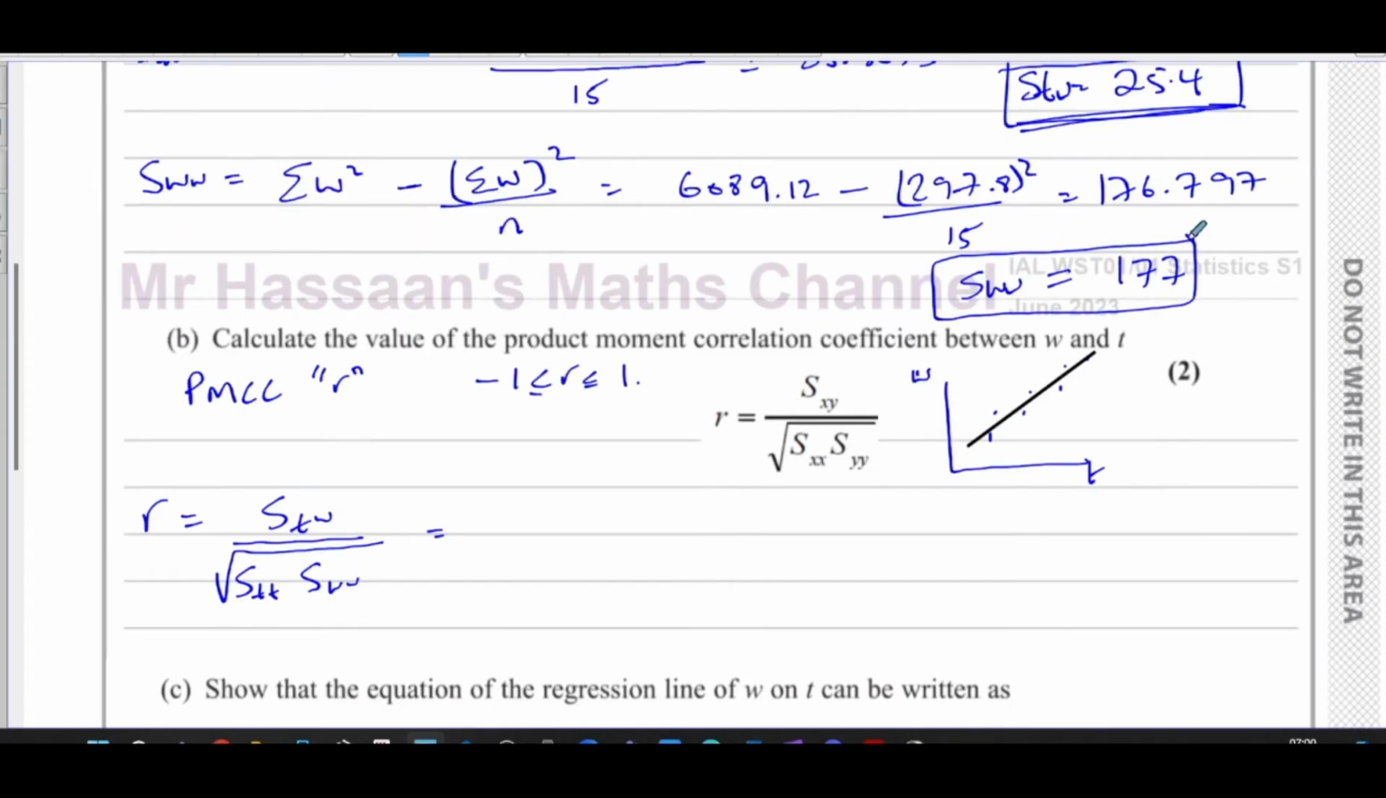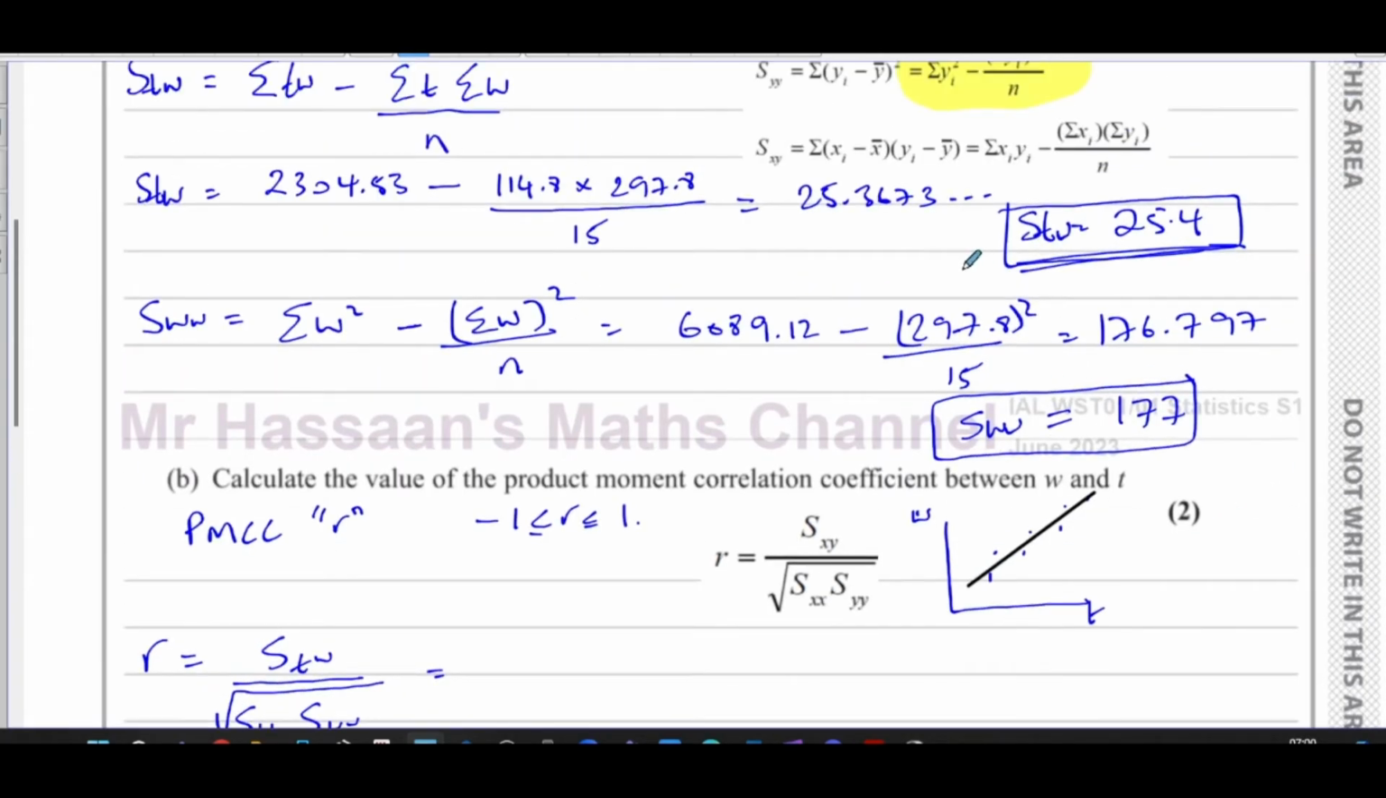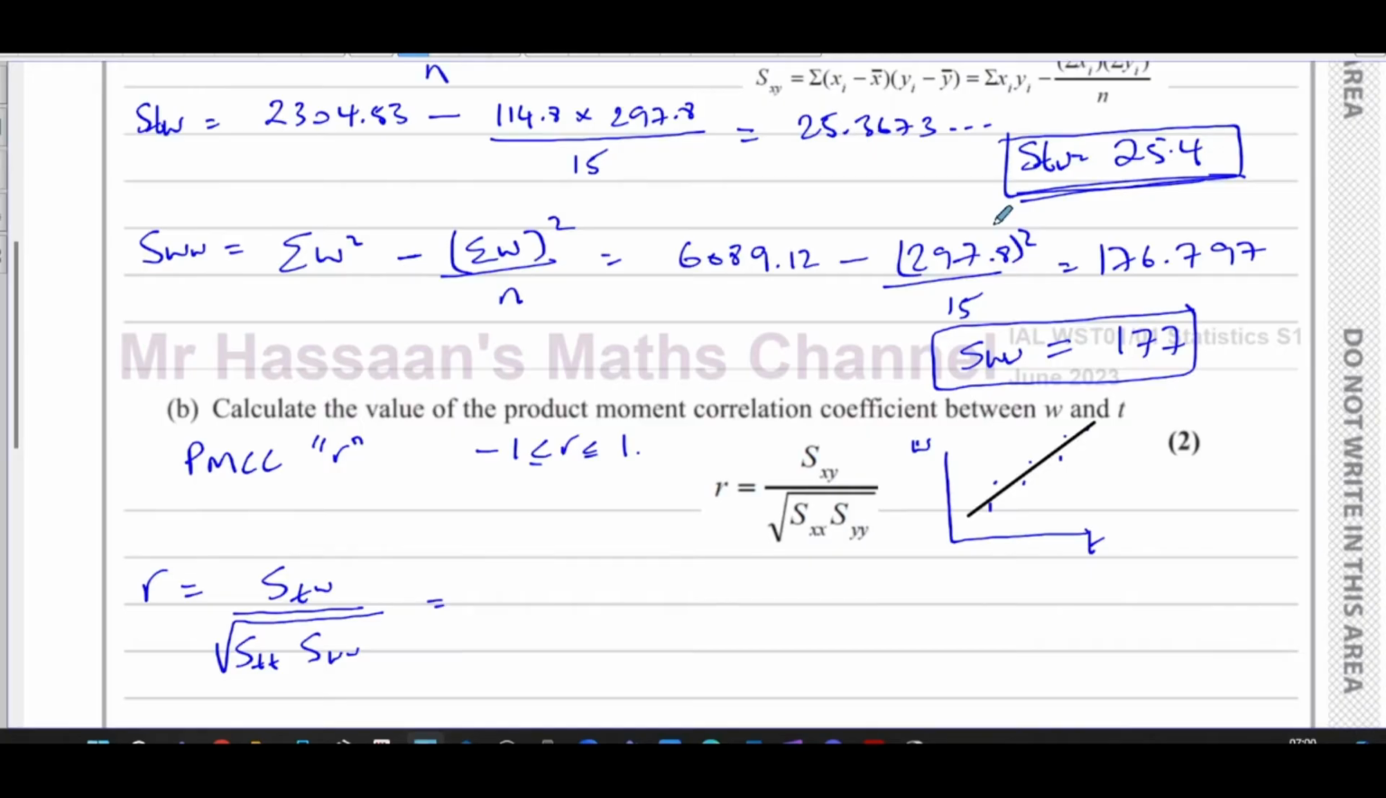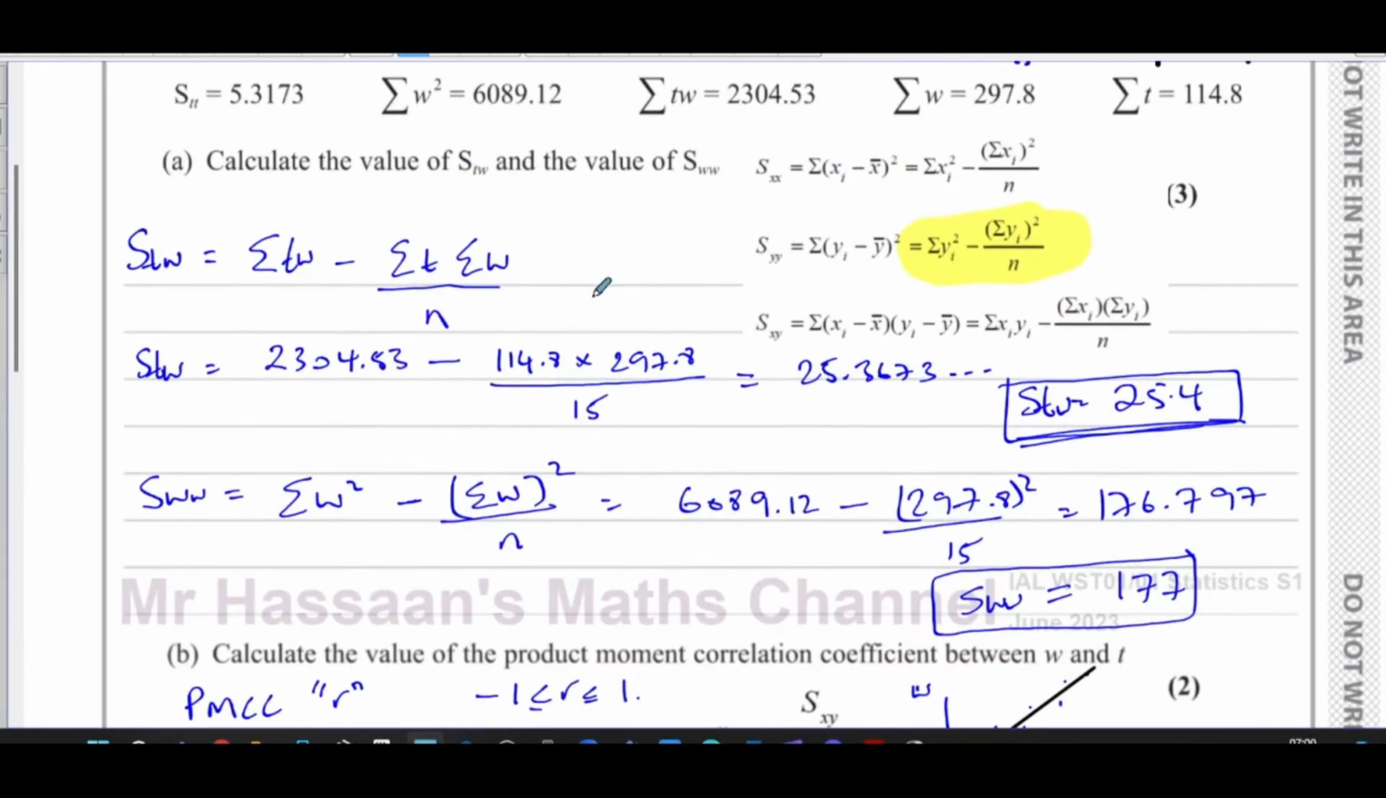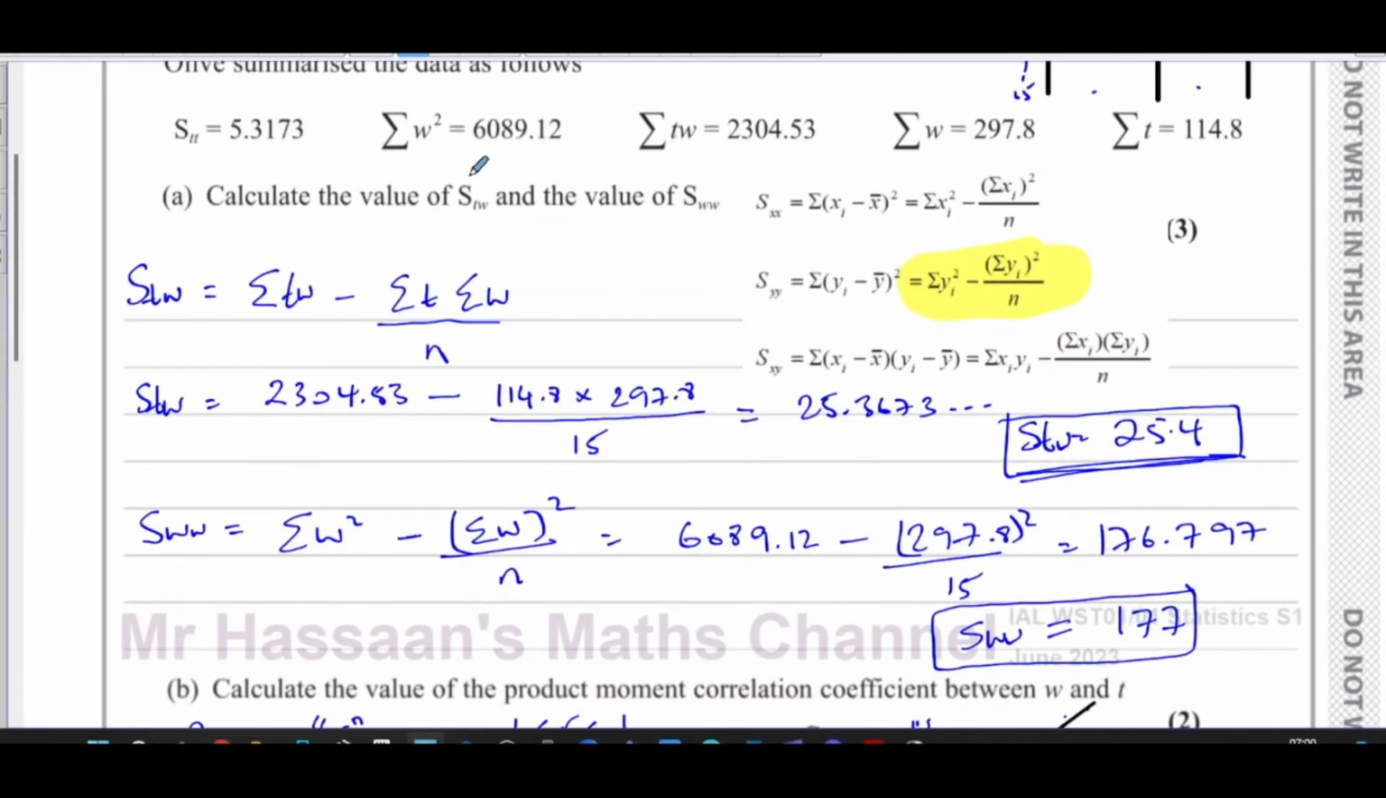So STW is what we found earlier as, I'm going to write it in its more precise form, which is 25.3673 over the square root of STT, which we're already given in the question. Okay, STT was 5.3173.